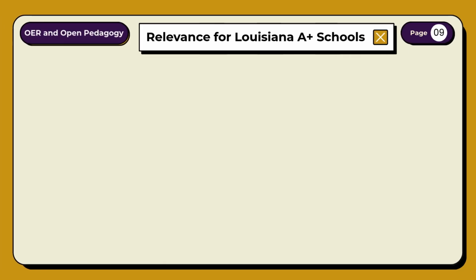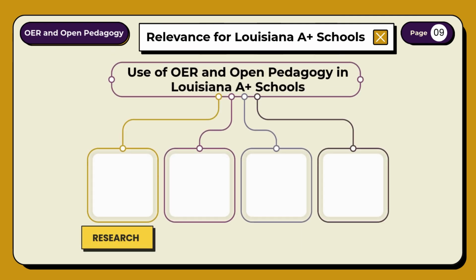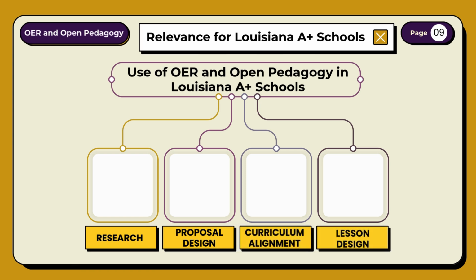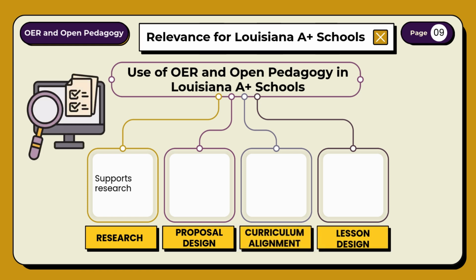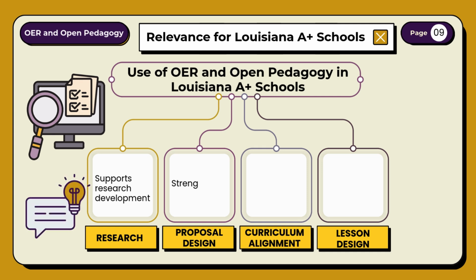In Louisiana A+ schools, we use OER and open pedagogy directly in our research development, proposal writing, curriculum alignment, and lesson design. Open resources give us free access to high-quality evidence, templates, and frameworks that strengthen needs assessments and help us write clearer, more competitive grant narratives. Because OER materials can be reused and adapted, they also support scalable deliverables for grants and funding opportunities.